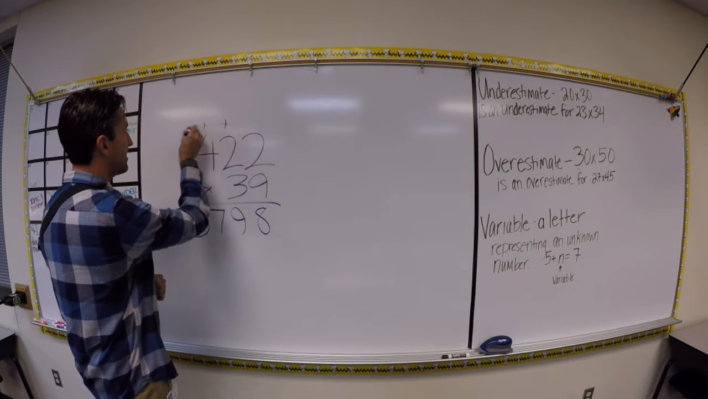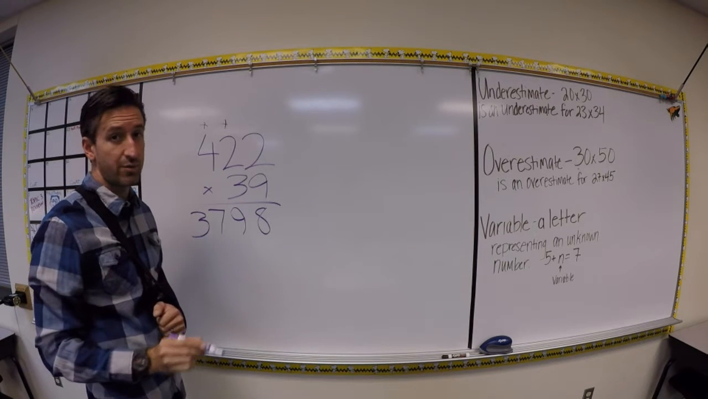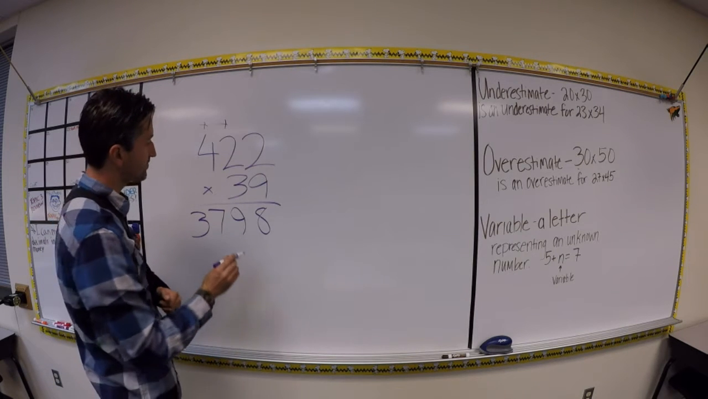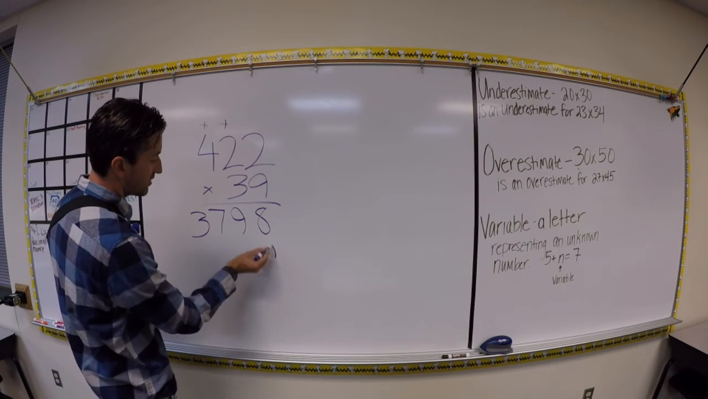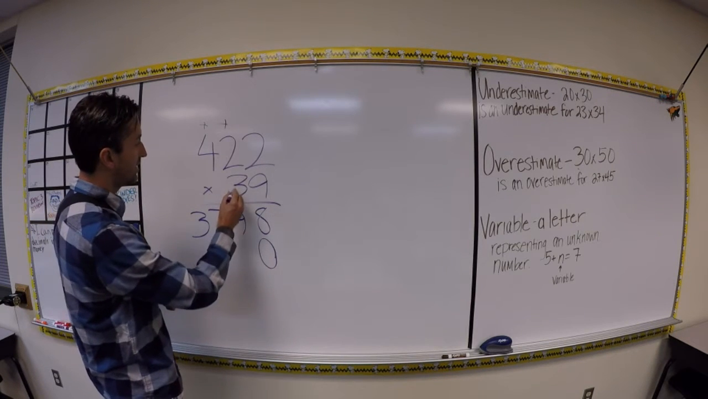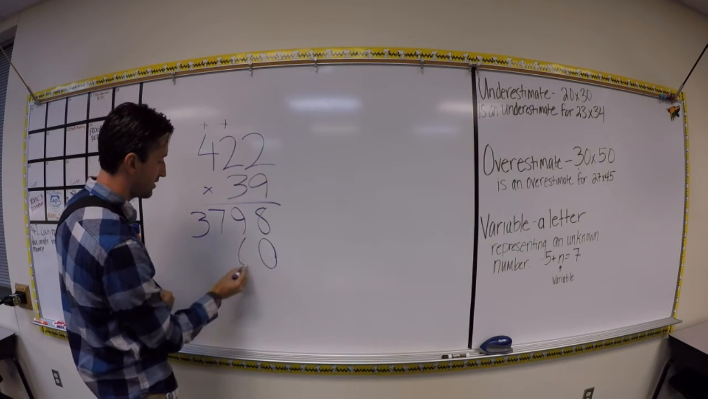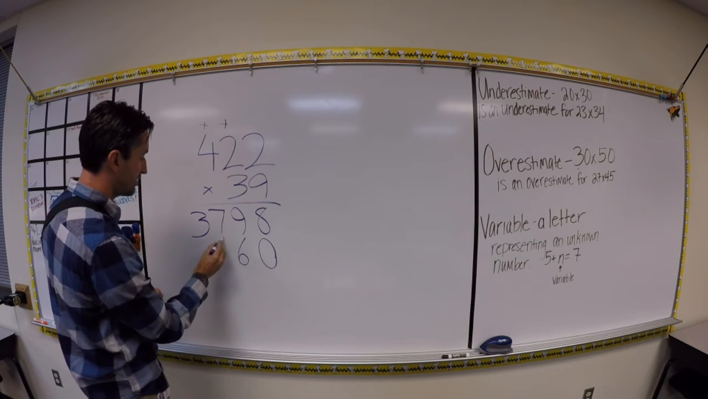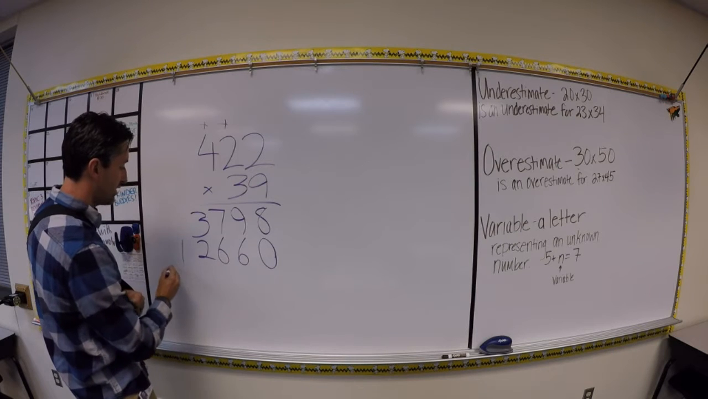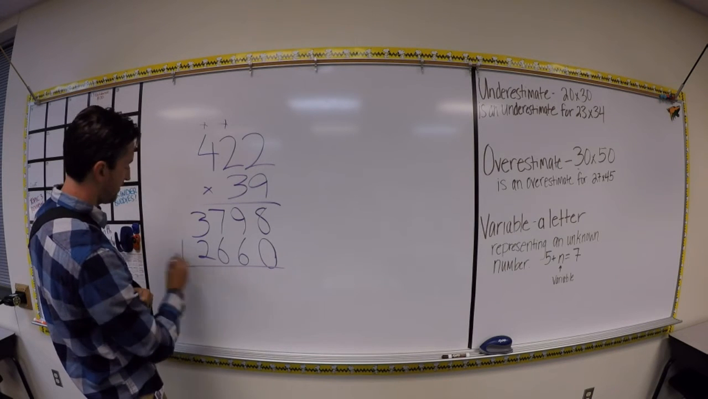Now I scratch these out because I know that they're already taken care of and I don't want to get confused whenever I start multiplying from my tens place. Now that I am multiplying from my tens place, I need to put a 0 down here as a placeholder. Now I can do 3 times 2 is 6, 3 times 2 is 6, 3 times 4 is 12. Now all that's left to do is to add.